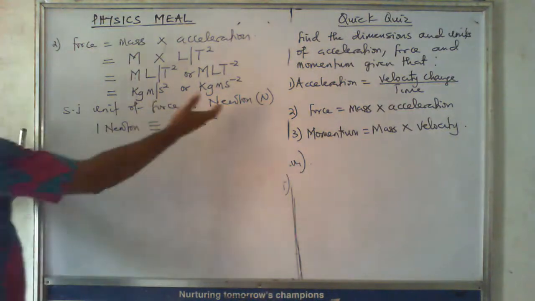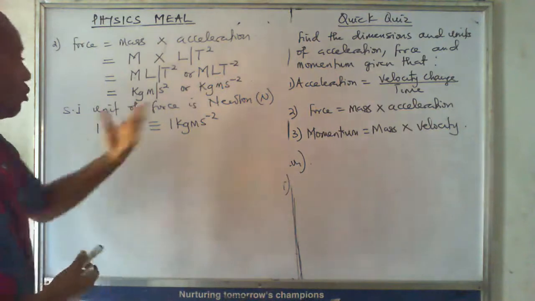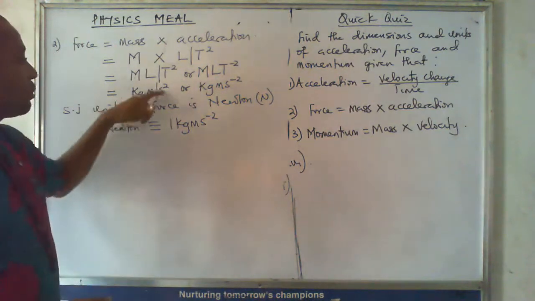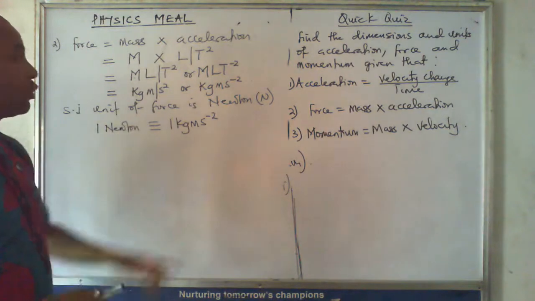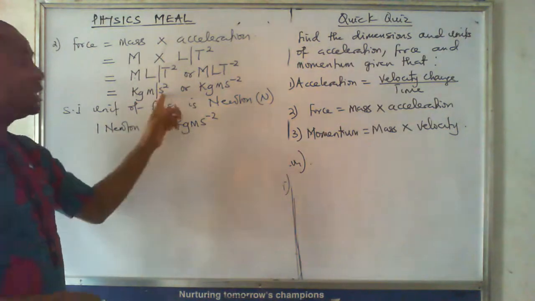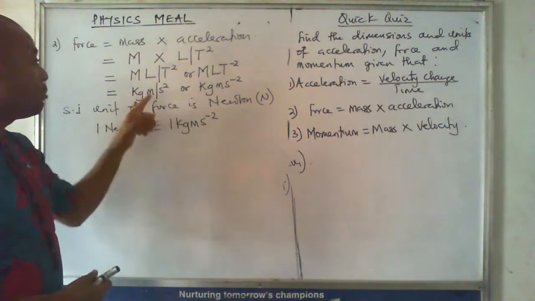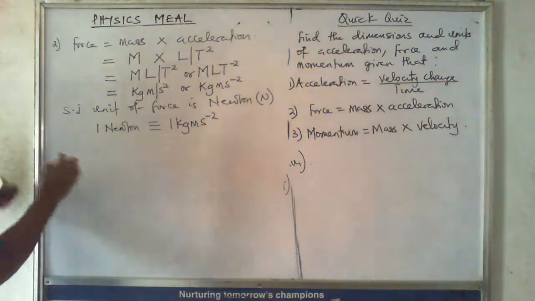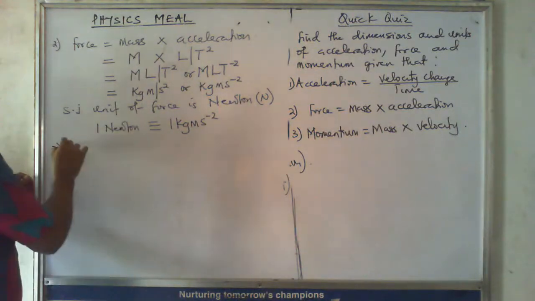So the SI unit of force is Newton. When we calculate the value of force, we don't normally use kilogram meter per second square. We just use Newton because that's the SI unit. So Newton is a derived unit, which is equivalent to what? Kilogram meter per second square. Okay. Now finally, let's look at the third one, which is momentum.